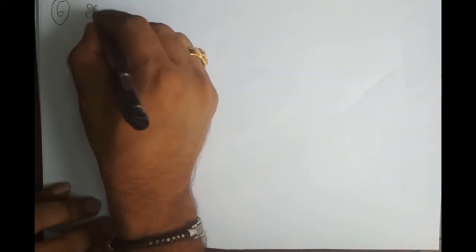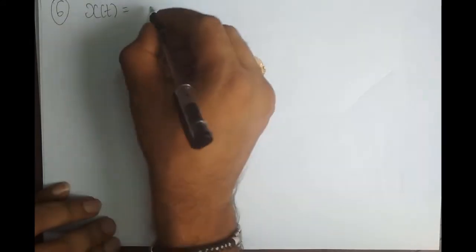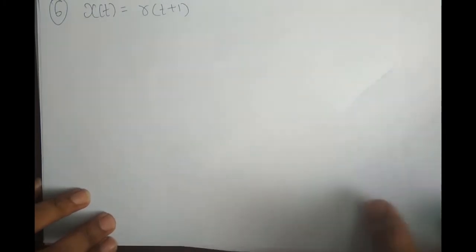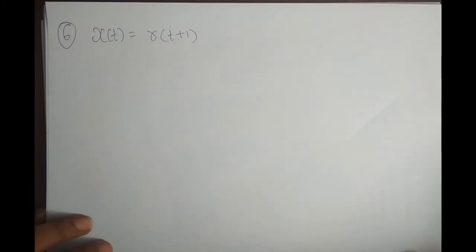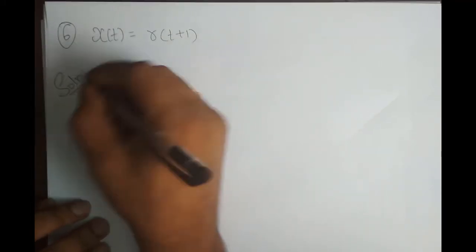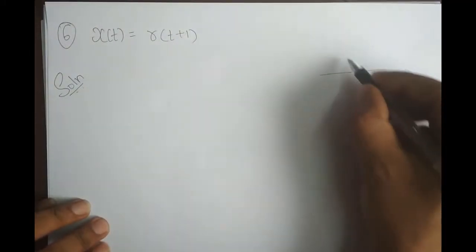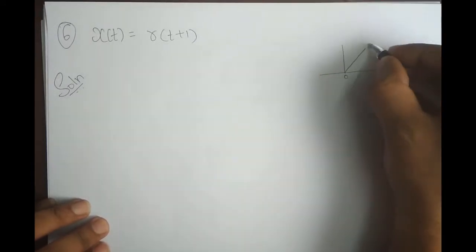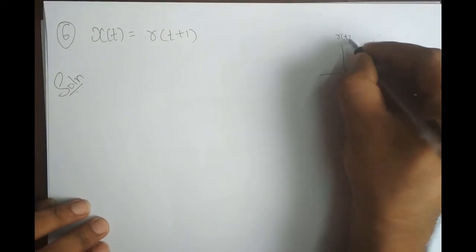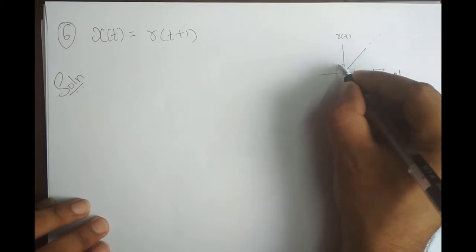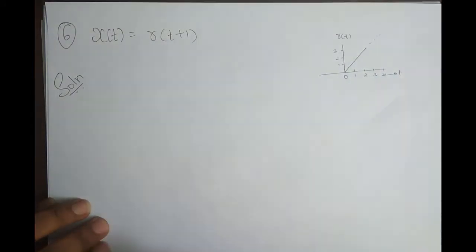So problem number 6, x of t is equal to r of t plus 1. So solution. Before we plot this, we'll try to sketch r of t first. So this is our r of t. This is t. t is equal to 0. This goes on. So this is r of t. This is t is equal to 1, 2, 3, 4. So this is 1, this is 2, this is 3, and this goes on.